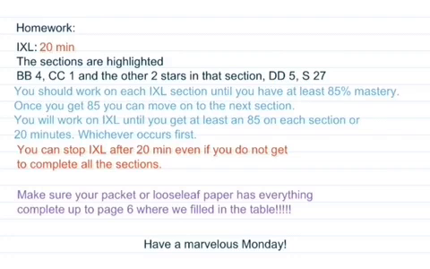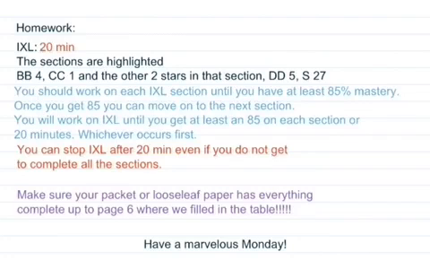Your homework for tonight is 20 minutes of IXL. The sections are already highlighted for you. You should work on each section of IXL until you get 85% mastery. Once you get 85, you can move on to the next section. You will work on IXL until you get at least an 85 on each section, or 20 minutes total, whichever comes first. So you can stop after 20 minutes even if you do not get to complete all of the sections.